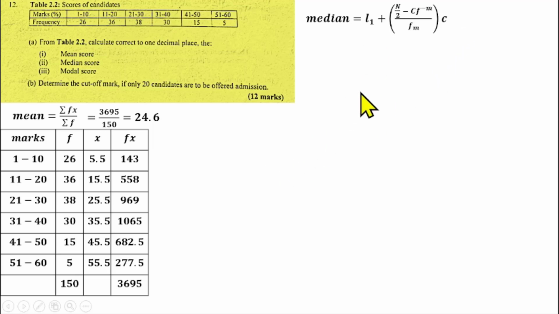So that means we need to add something to this table to be able to find the median. We need to add the class boundaries, and we need the cumulative frequency as well. So let's first find the cumulative frequency.